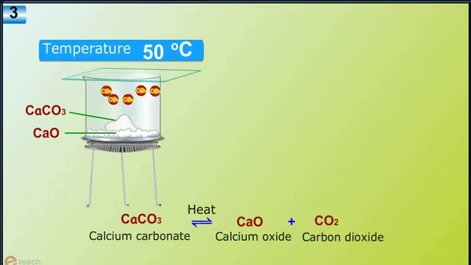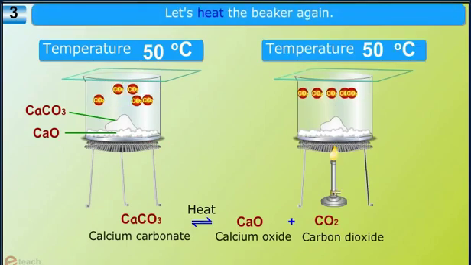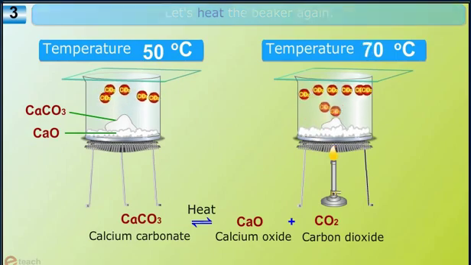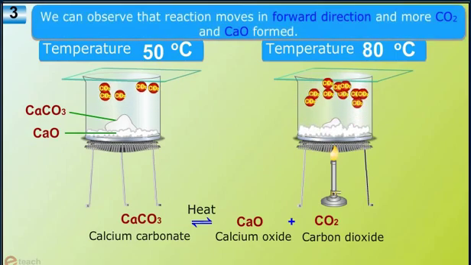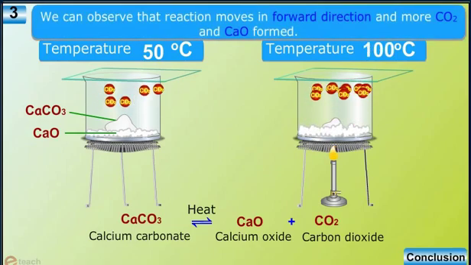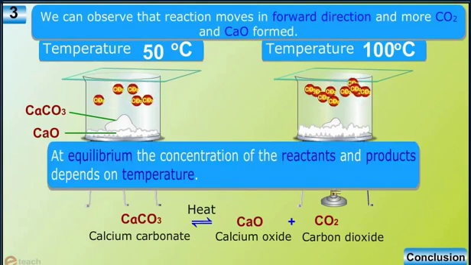Now let's heat the beaker again. We can observe that the reaction moves in the forward direction and more CO2 and CaO is formed. Conclusion: at equilibrium, the concentration of the reactant and product depends on temperature.